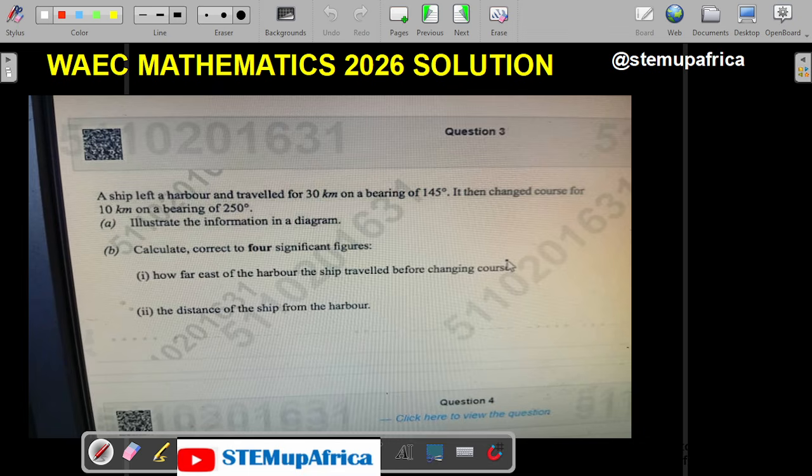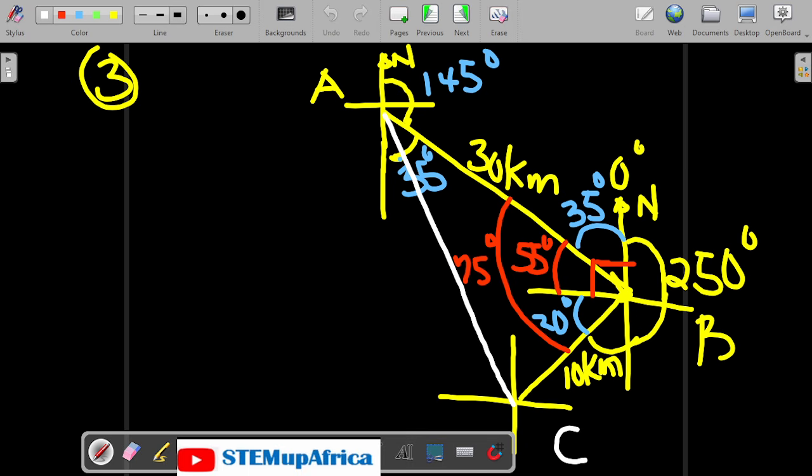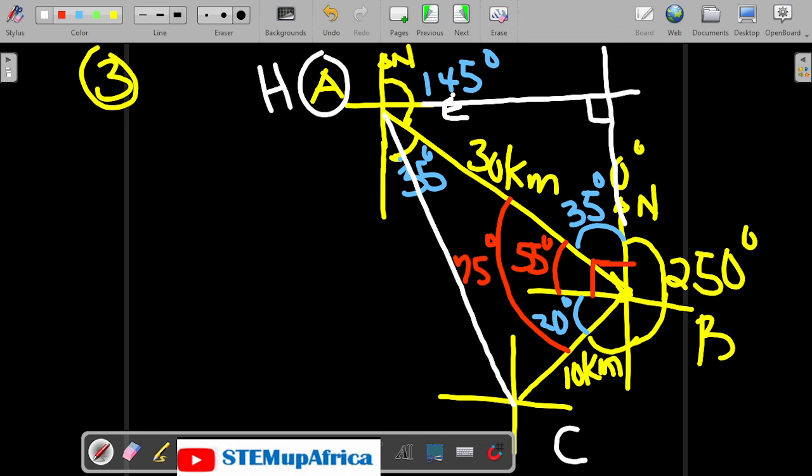So let's look at question B. It says calculate, correct to four significant figures, one: how far east of the harbor the ship traveled before changing course. Don't forget, we classify A as our harbor. Let's call it H. Our A is our harbor. How far east does it travel? So this is our east. How far does it travel like this before it changes course? So I can join from here to here. You can see here is now a right angle triangle. Let's call here point D.